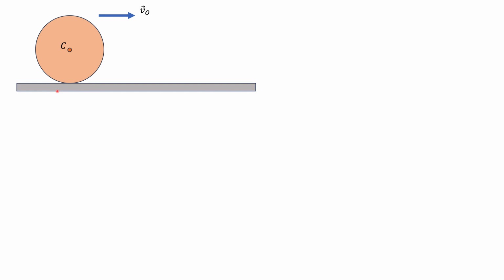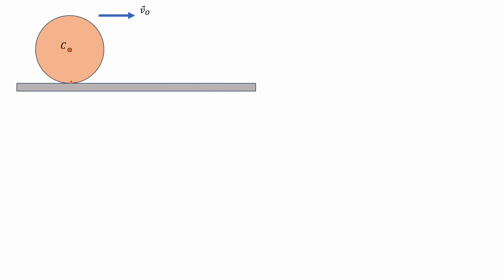Now we have a horizontal surface. We have a cylinder or a sphere that moves along this surface. And let's assume at the first moment, every point of the body is moving with this velocity v naught. So this object at the first moment is moving without rotation. And the body was put on a surface that has friction.